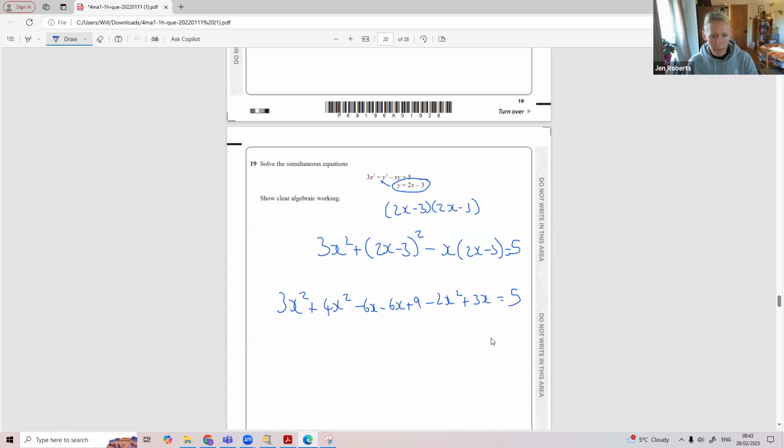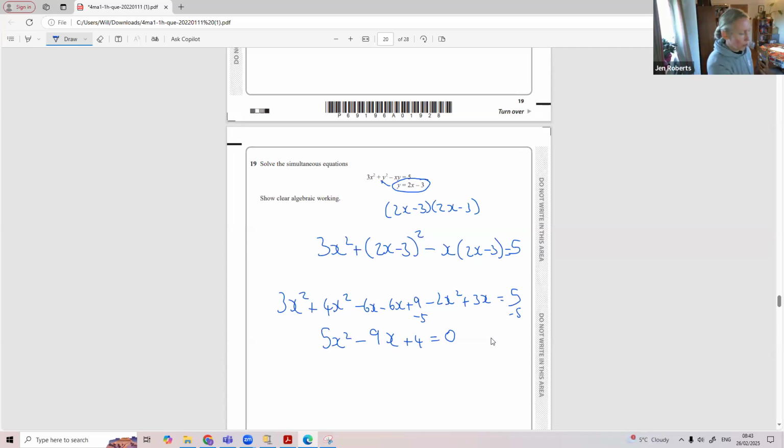Let me just simplify that. Let's collect my x squareds together. 3 plus 4 is 7. Take away 2 is 5. So you've got 5x squared. Let's gather together my x's. Minus 12x plus 3x is minus 9x. I know this is going to be a quadratic, well, I can see it's a quadratic equation. We've got an x squared. To solve a quadratic equation, it needs to be equal to 0. I'm going to take 5 off both sides here, which gives you plus 4 is equal to 0. Now it's equal to 0.